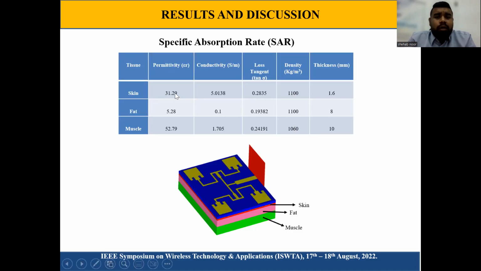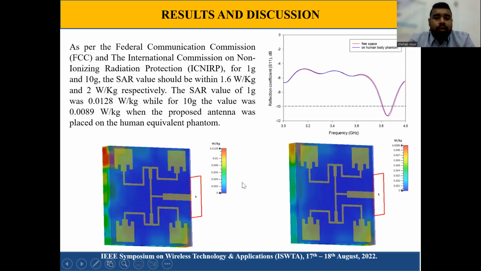So this is the permittivity. We have the three layers: the skin, fat, and muscle. These are the permittivity, conductivity of the human body, and the density. Based on that, I have designed a human phantom on CST simulation software. As you can see, here are three different layers of the human body, and on top of that, I have put our proposed antenna.